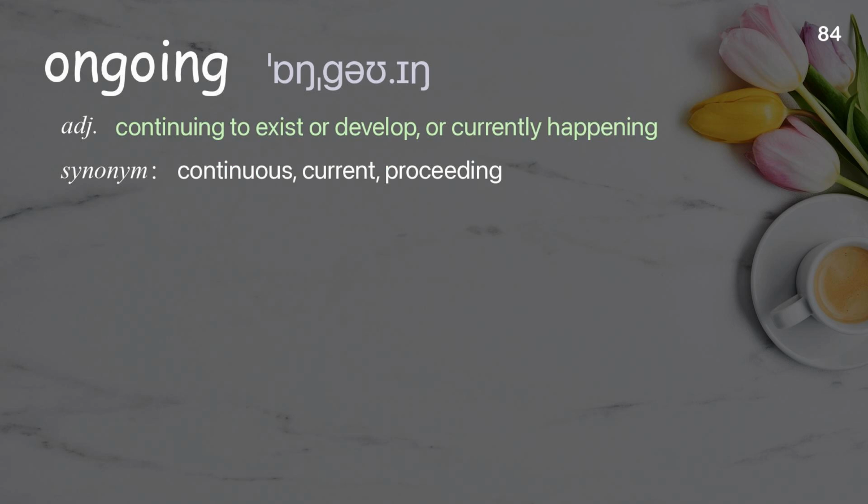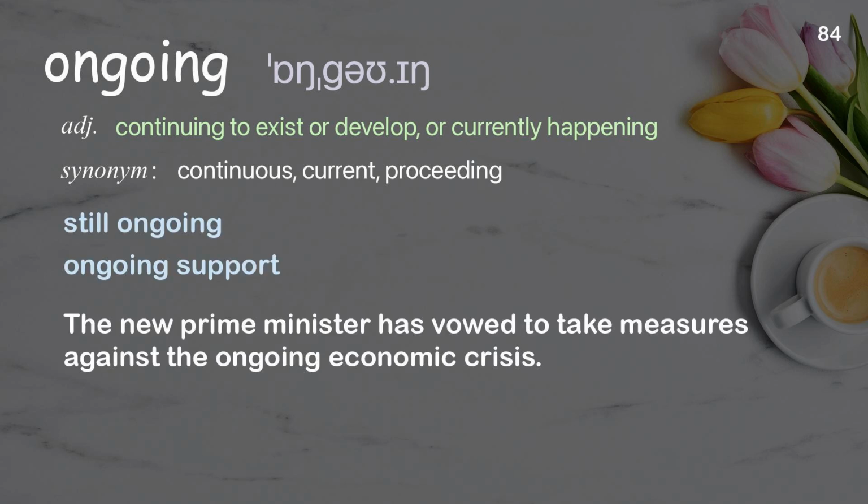Ongoing. Continuing to exist or develop, or currently happening. Examples: Still ongoing. Ongoing support. The new Prime Minister has vowed to take measures against the ongoing economic crisis.